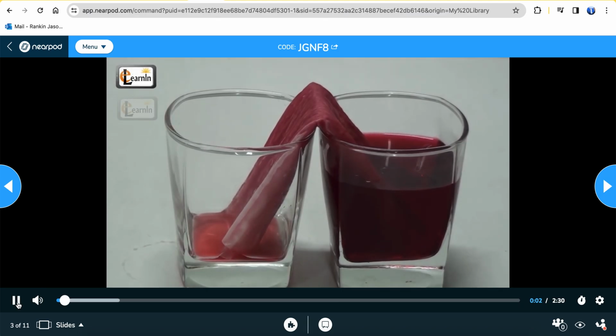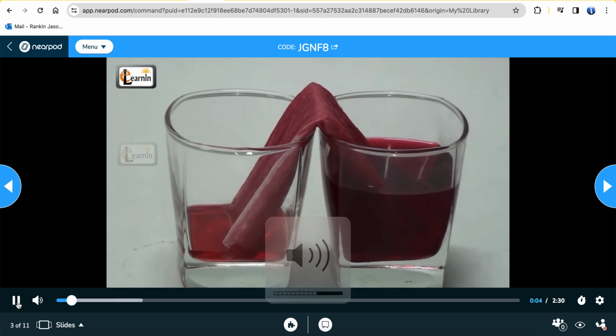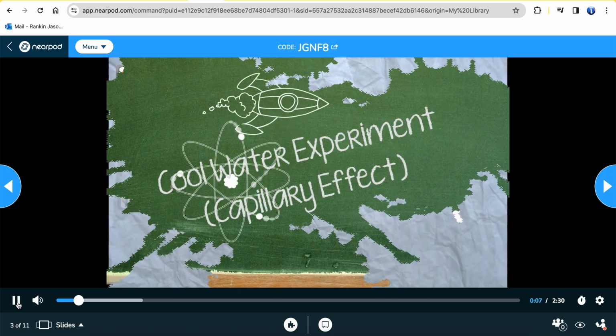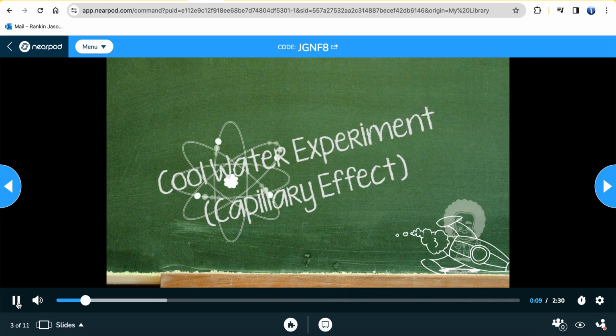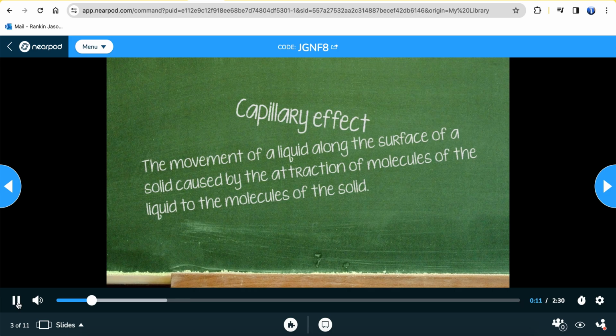Today we're going to do a cool water experiment. It's pretty cool. Cool water experiment. This experiment uses the capillary effect. The capillary effect is the movement of a liquid along the surface of a solid caused by the attraction of molecules of the liquid to the molecules of the solid.